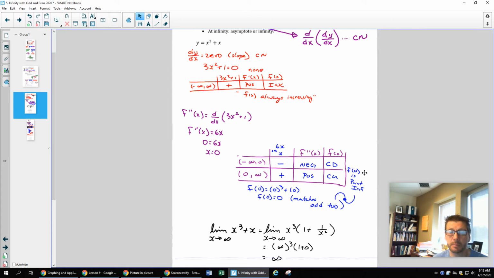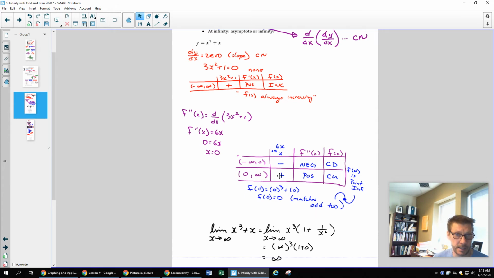So f of 0 then becomes a point of inflection. I'm changing from concave down to concave up, so I've got a point of inflection. So I got 0 in here. If I put 0 back in my original function, remember, I don't want to put it in my slope, and I don't want to put it in my second derivative. To find my point, I have to put 0 into my function. And look at that, f of 0 is 0, which matches it being an odd function, right? Because we said it's going to have symmetry about the origin. So (0, 0) is a point there.